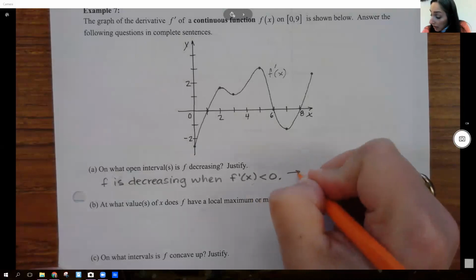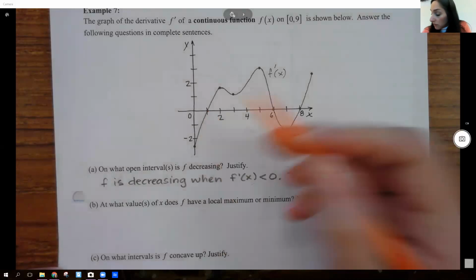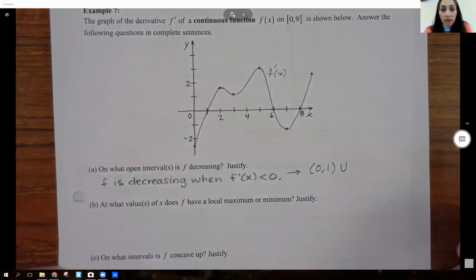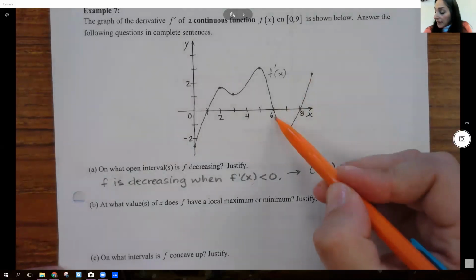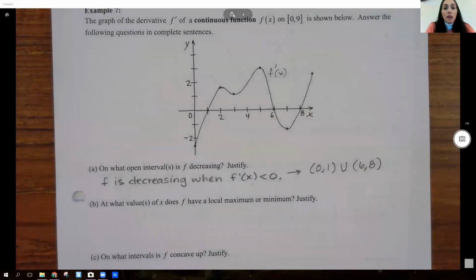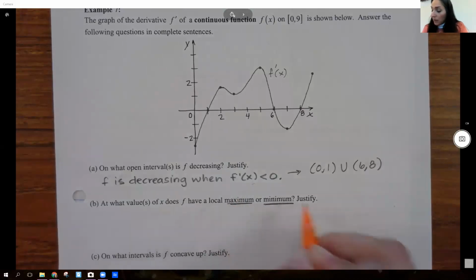So you would say from 0 to 1 in union with from 6 to 8. Your y values are negative, and so that's when f will be decreasing, okay? Okay. Part B, at what values of x does f have a local maximum or minimum?